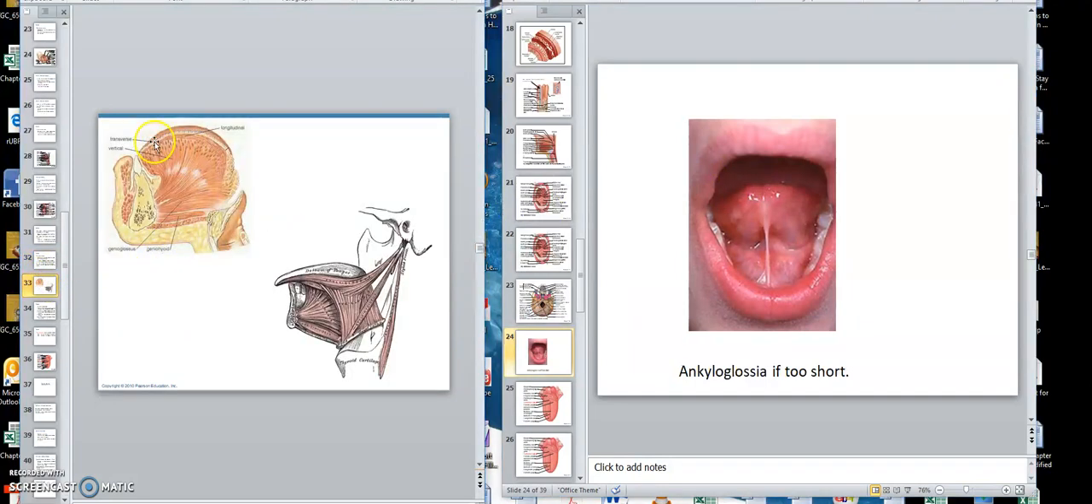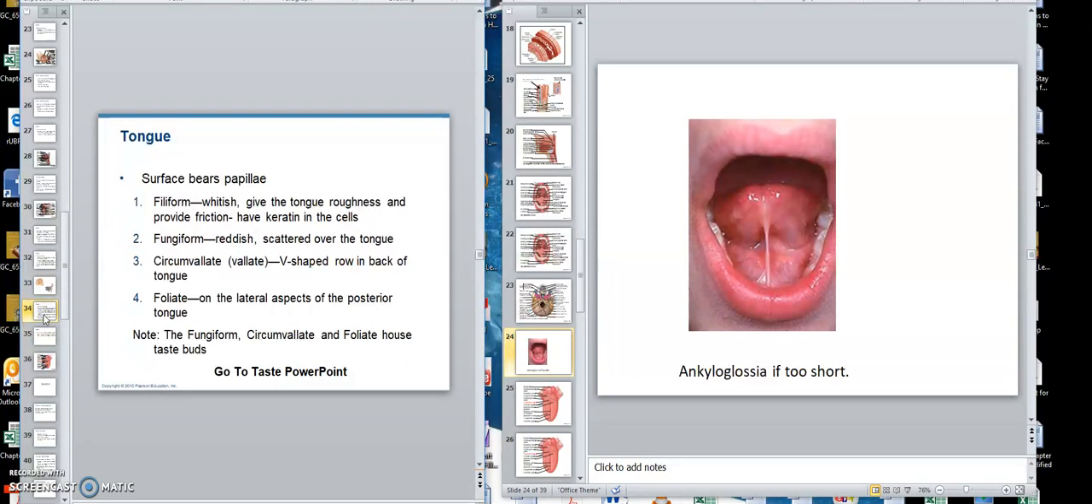Here's some of those. The tongue has some extrinsic muscles and intrinsic. The extrinsic muscles move the tongue side to side, up and down. The intrinsic ones curl the tongue itself. They're inside the tongue: the transversalis muscle, longitudinalis muscles, inside there.